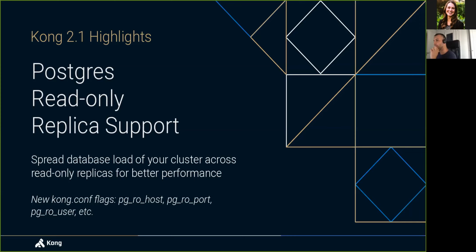Like all of the PG flags now have a PGRO counterpart, which means that you can have two different database configurations, and one of them is used for the writes, which means the admin API whenever you make changes in the configuration, and the other one is used for reading, which is essentially what the proxy path uses. So that allows you to spread the database load of your cluster across read-only replicas for better performance.